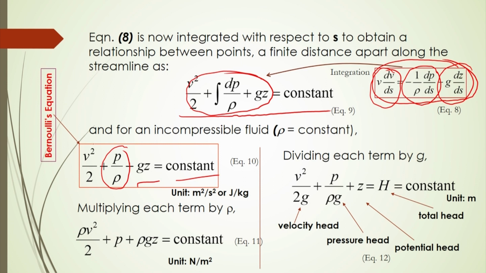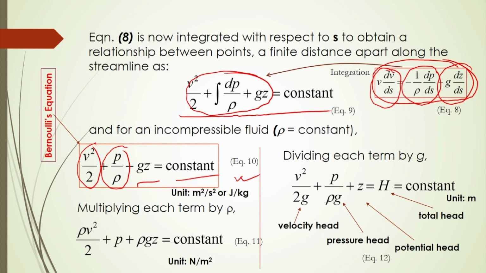What should be the unit for this v square by 2? It is nothing but meter square per second square, or joule per kg. That means this is the energy per kg, which is represented by this equation number 10.